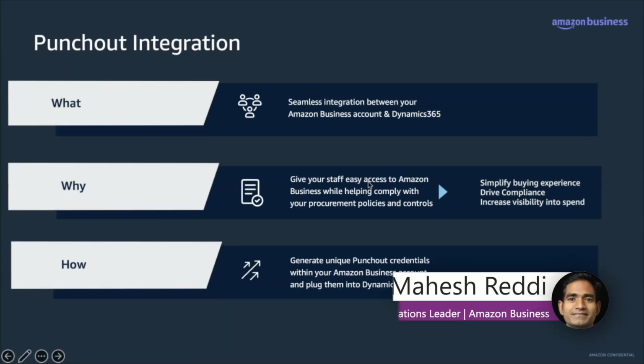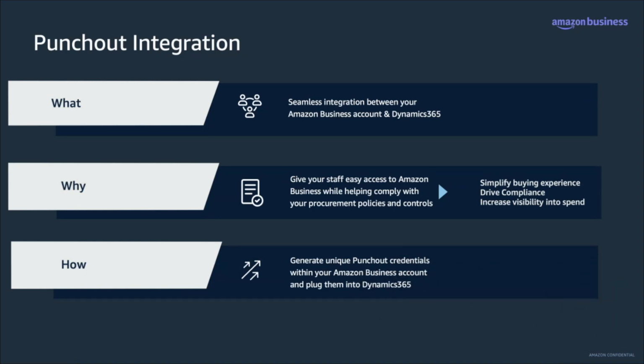Hello, everyone. I'm Mahesh Reddy. I'm an integration lead here at Amazon Business. Now, let's delve into the world of PunchOut. In essence, PunchOut represents an electronic bridge between the customer's internal e-procurement system like Dynamics 365 and the suppliers like Amazon Business. But why do we need PunchOut?